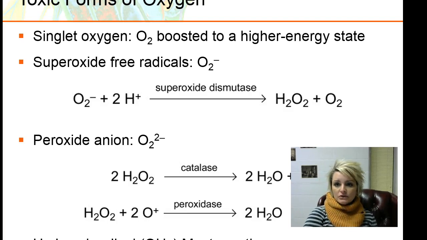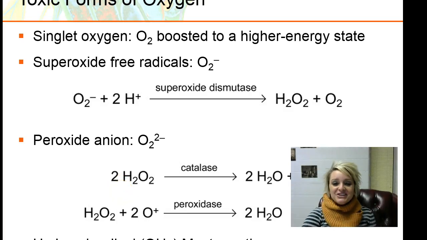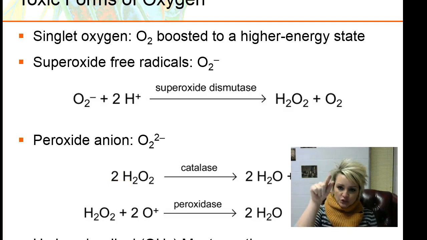On this slide that you're looking at, I think you're looking at it. I can't see the slides that you're looking at, but yes, you are looking at it. Okay, so on the slide that you are looking at, I want to point out two things. You see right there in the center where it says catalase and peroxidase.